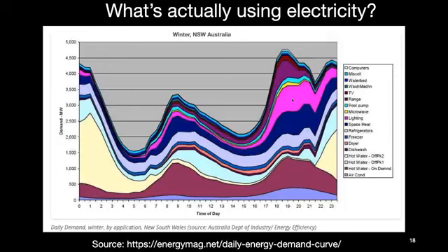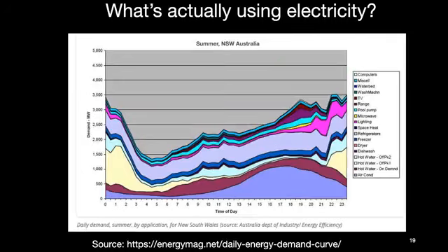Summer in the same area, New South Wales, is driven by air conditioning, but you still see some of this hot water off peak. So it gives you a sense of what are the actual devices driving the demand. Later on in the course, we'll talk about the idea of actually changing demand by changing some of these devices. But for now, the important point is that electricity demand varies for understandable reasons, but it varies over the course of the day, and that curve varies all the time.